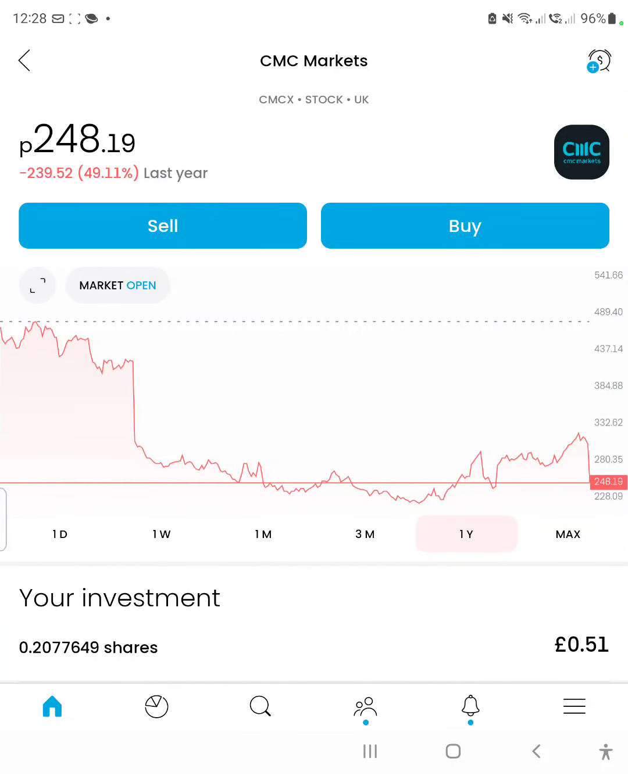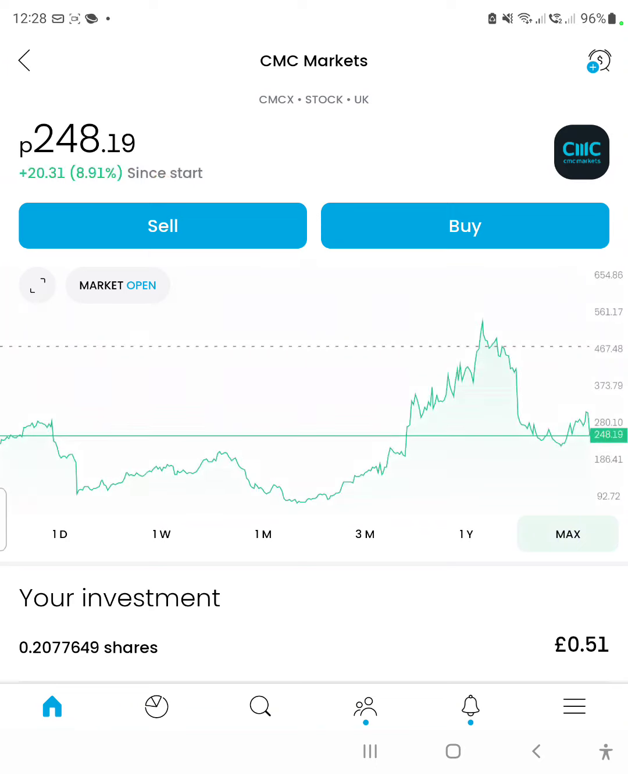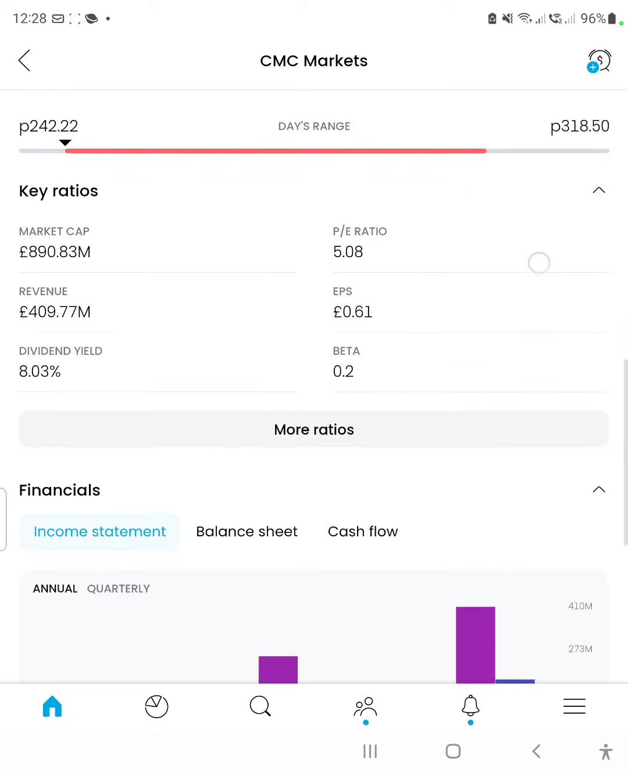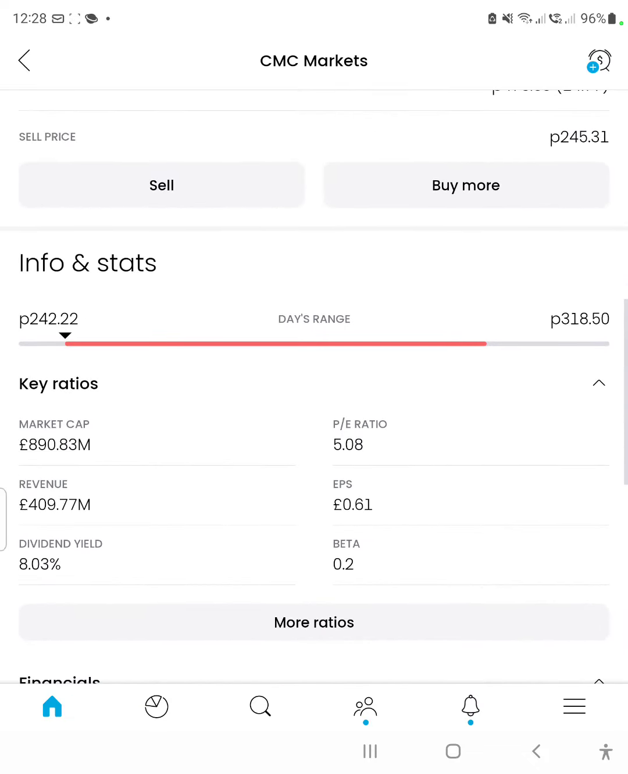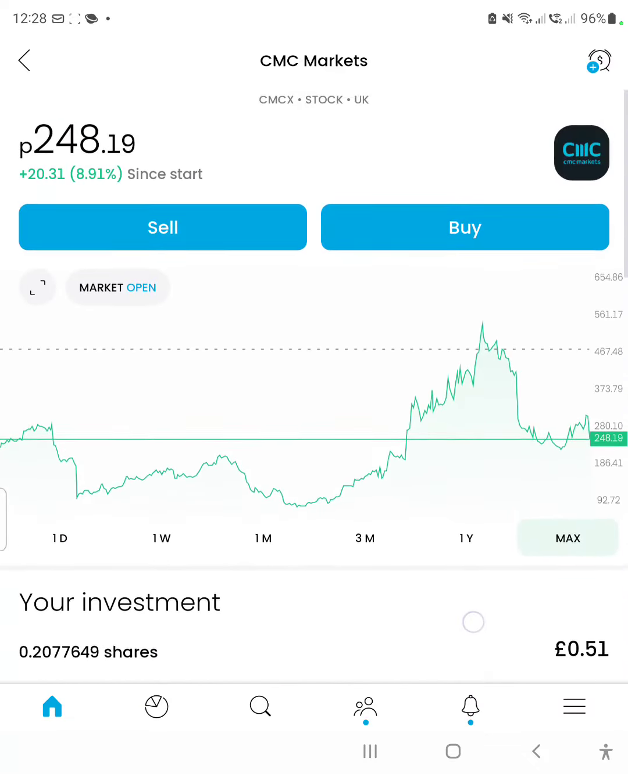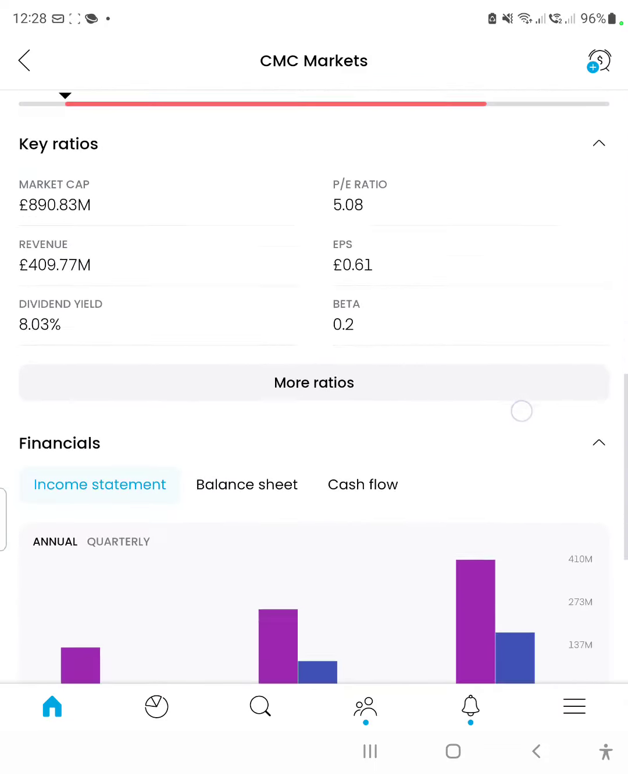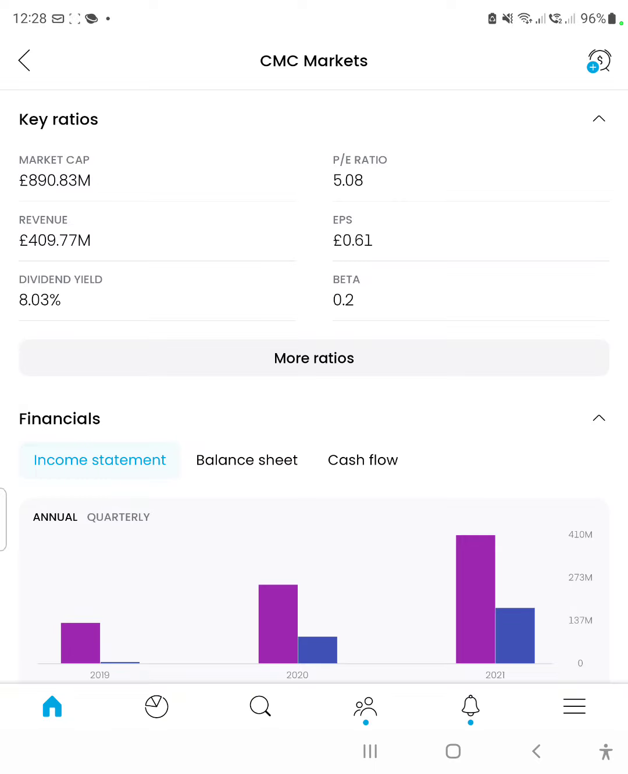So it's gone down by 49%, and over its lifetime it's gone up by 8.9% over about 6 years, which is actually quite bad. But let's see if there's any other positive aspects. 0.61, so 61 pence earnings per share, which is actually pretty bad also. So the earnings for this company really struggles. You can already tell with regards to earnings.